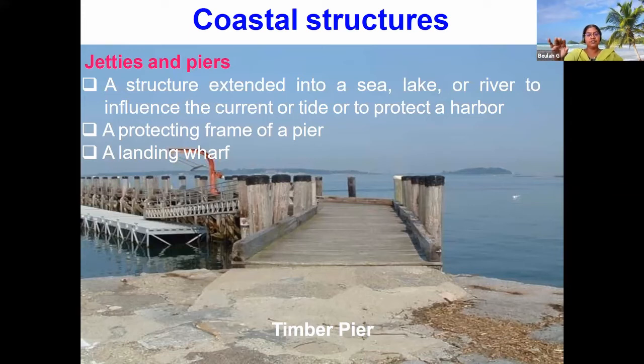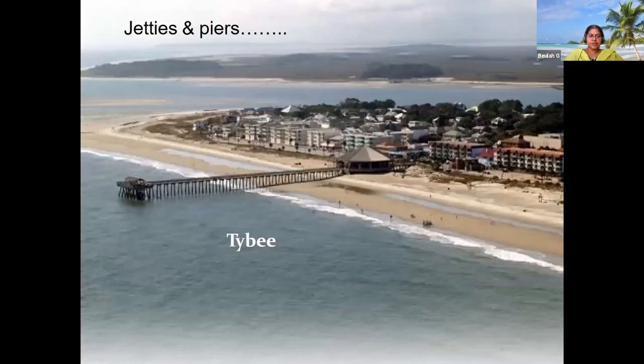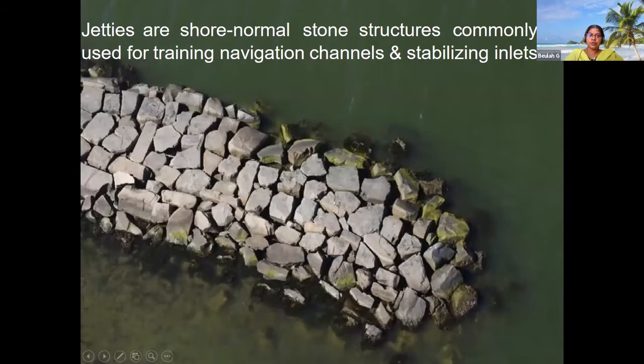In Mauritius, flights land in the sea, and they take the people from inside the sea to the land towards the coastal bank by using these jetties and piers, which are created by using locally available natural timber materials. This is another example of how the jetties are created from the coast to a certain distance inside the oceanic part. They are short, normal stone structures commonly used for navigation channels and stabilizing inlets.